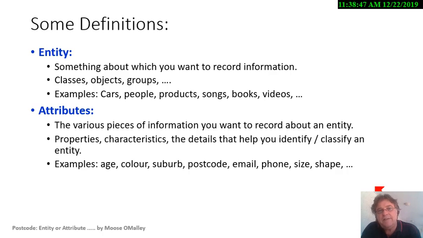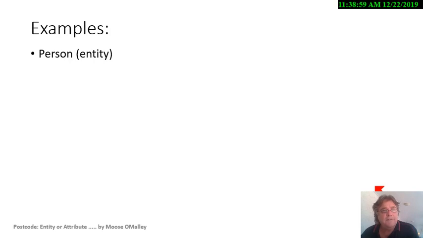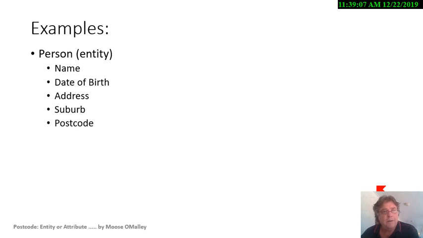Okay, so that's the attributes and entities. Entities, something you want to record information about, and an attribute is the information you want to record about an entity. Let's look at some examples of those two together. So for a particular person, you might want to record their name, their date of birth, their address, their suburb, their postcode, their place of birth, maybe, and so on. You might want to record a whole lot of information about a person.